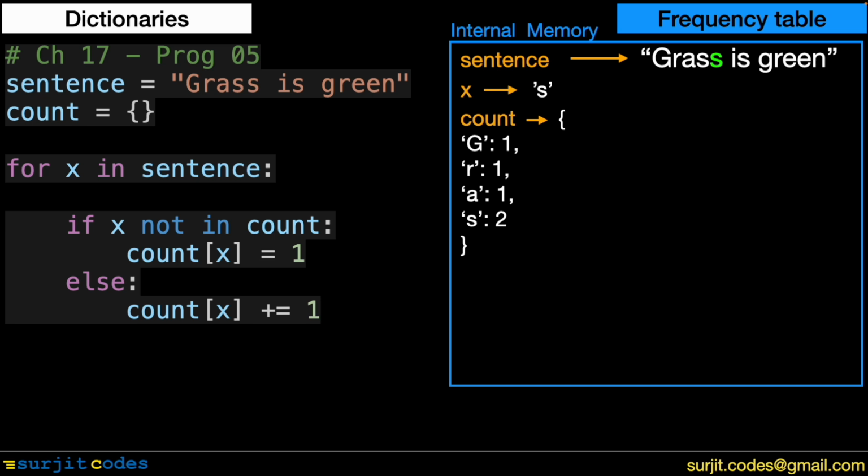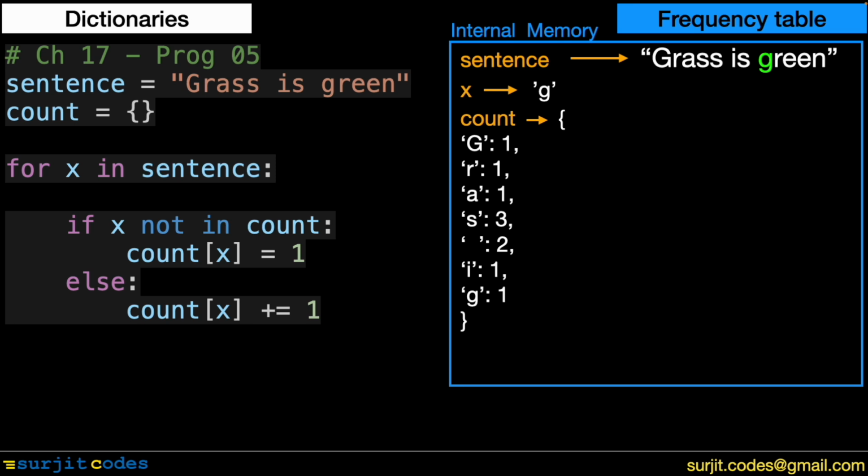Note that value part of an item is mutable. In the next iteration, we make a new entry for the character space. x equal to i makes another new entry in the dictionary. s appears for the third time, so we increase its frequency to 3. This is followed by another space. Its value becomes 2.